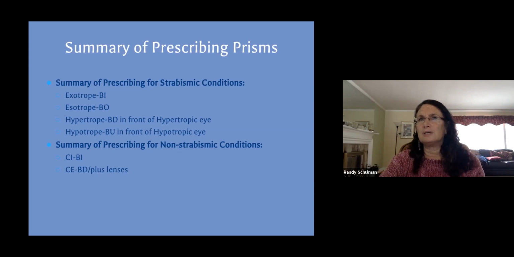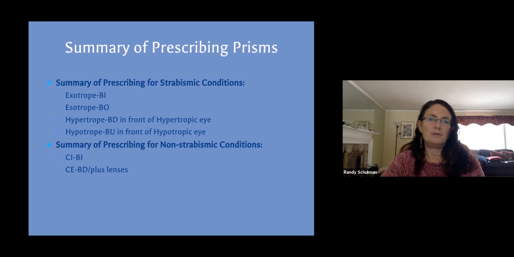We had an esotrope, post-cataract surgery, now she's like 11 eso in the distance. And again, she doesn't really want to do vision therapy. So I think we gave her 3 and 4 base out at distance and a driving prescription. And she was thrilled, no double vision. So certainly, you can prescribe for what they measure.